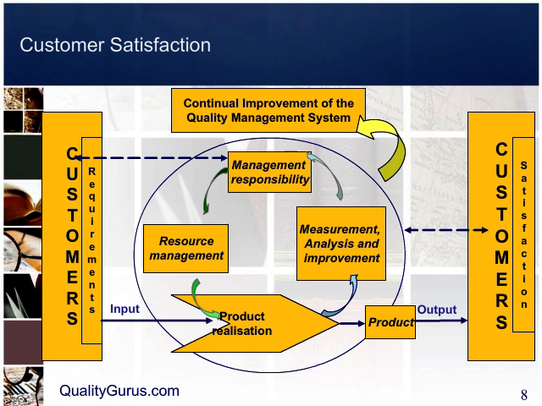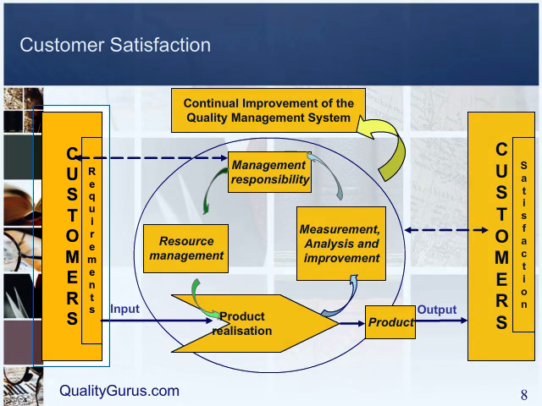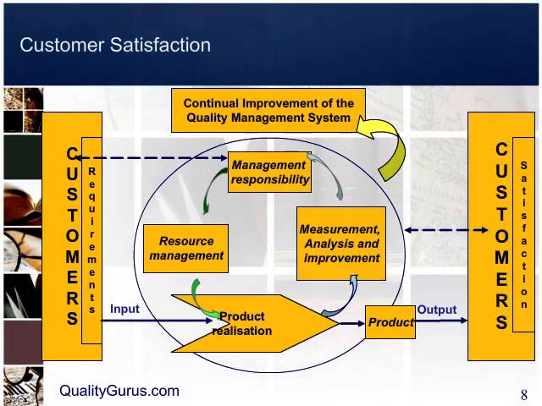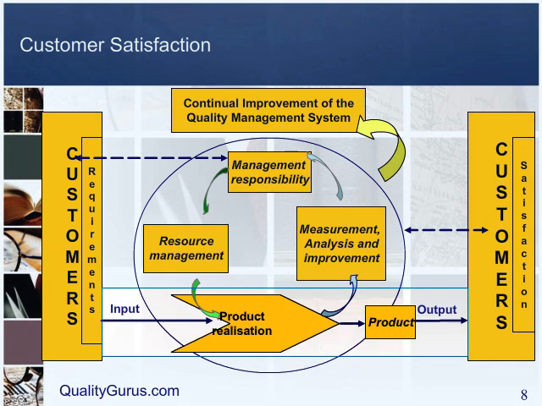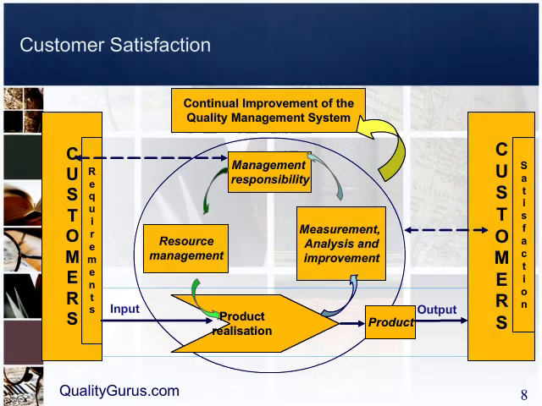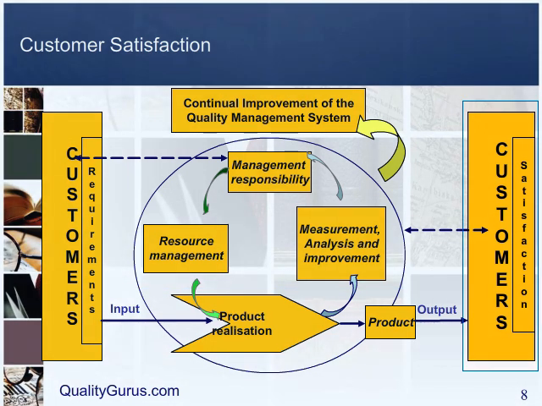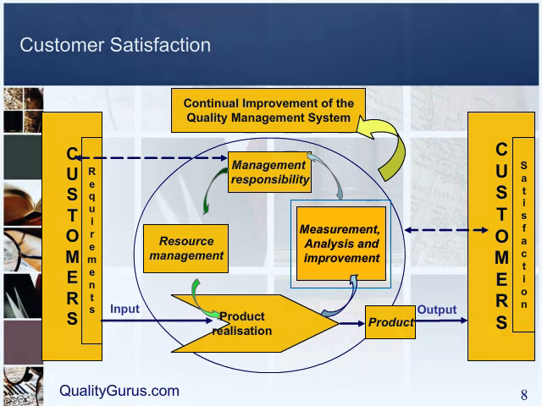This illustration shows that the customer plays a significant role in defining requirements as inputs. Customer requirements are inputs for product realization. Product is supplied to the customer and must enhance customer satisfaction by meeting the requirements. The quality of processes and products is measured and analyzed. Necessary steps are taken to improve them and enhance customer satisfaction.